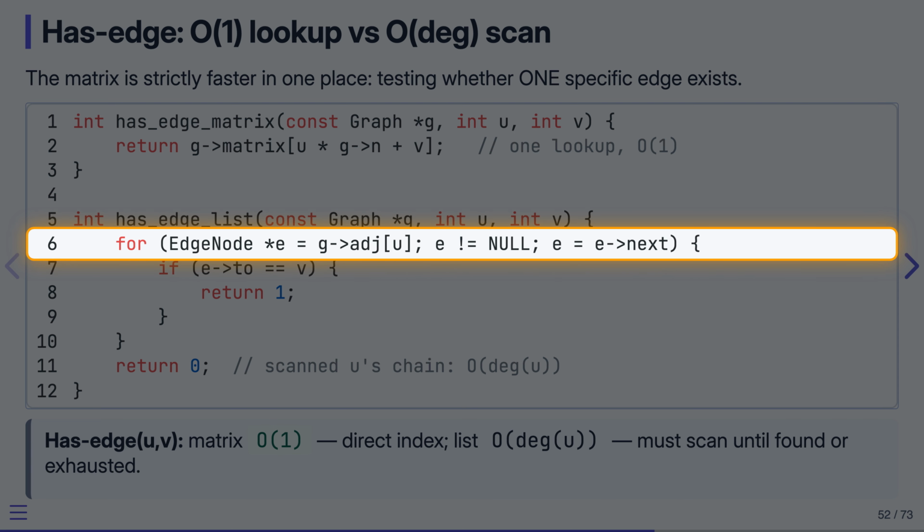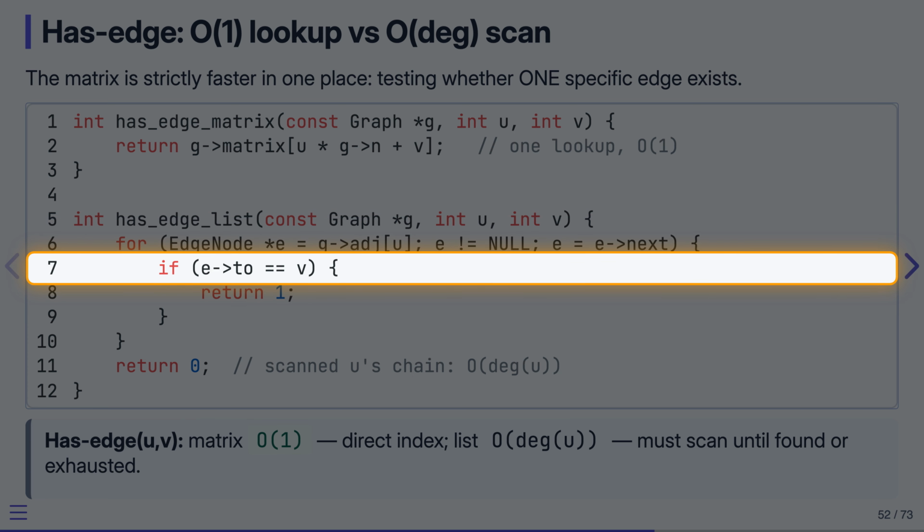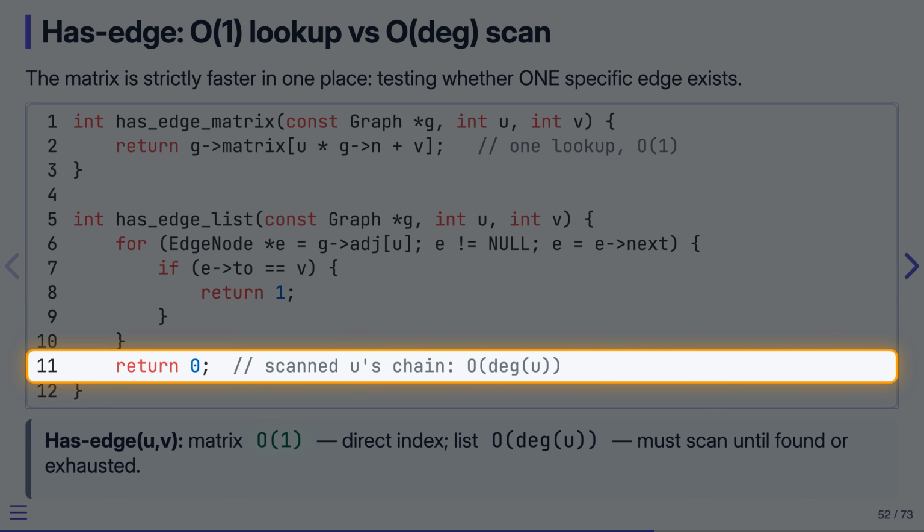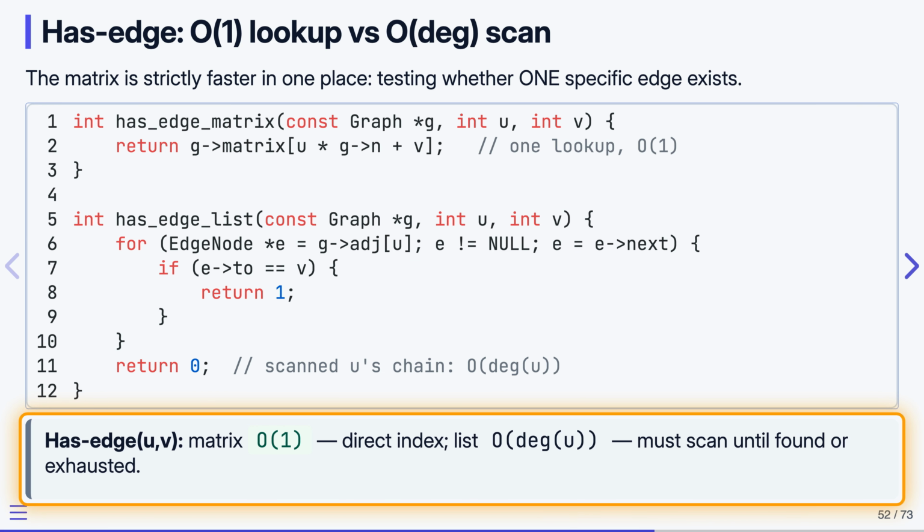It walks U's chain, following E->next until the node is null. At each node it checks if E->to is equal to V. If so, it returns 1, meaning the edge exists. If the walk ends without a match, it returns 0. So the list may scan the whole chain, which is big O of the degree of U. So for has edge, the matrix is big O of 1, and the list is big O of the degree of U. This is the one operation where the matrix always wins, no matter the density.